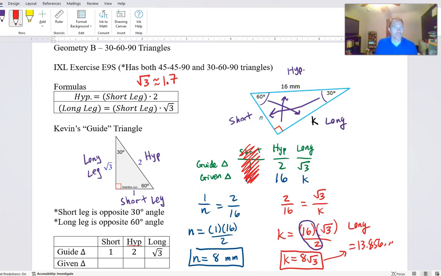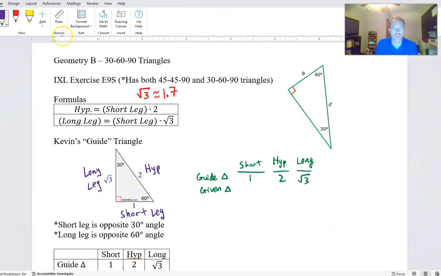Let's try another one. All right, so here's another example from IXL. Again, we got the 30, 60, 90 degree angles. So first thing to do, identify those sides. Opposite the right angle, there's our hypotenuse. Opposite the 30-degree angle is our short leg, and opposite the 60-degree angle is our long leg. And let's give that a name. Let's call that, maybe I'll call that K again.